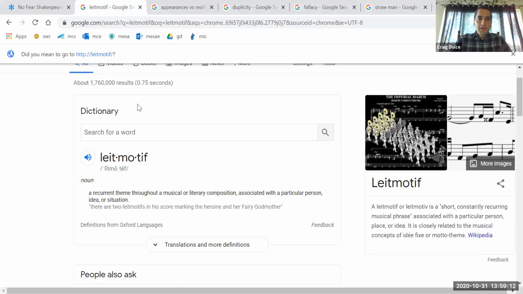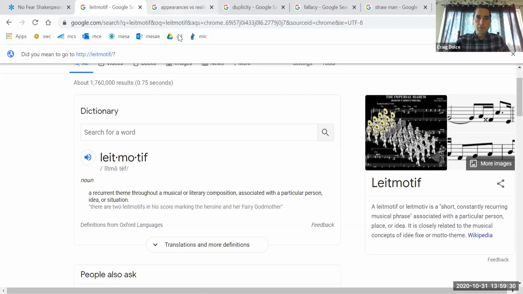A leitmotif is a recurrent theme throughout a musical or literary composition. The recurrent theme is what's fair is foul and foul is fair. Hover through the fog and filthy air. Remember, they're hovering above. The witches are in control, right? And things are not what they seem.